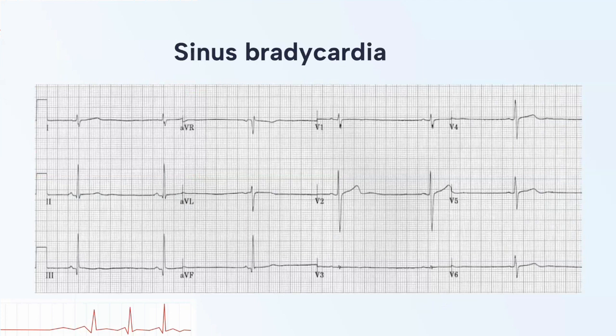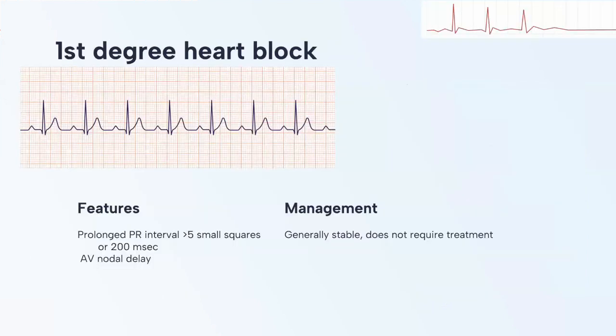It's just an ECG to show you sinus bradycardia. Next, we'll move on to the heart blocks. So the first one is a first-degree heart block.